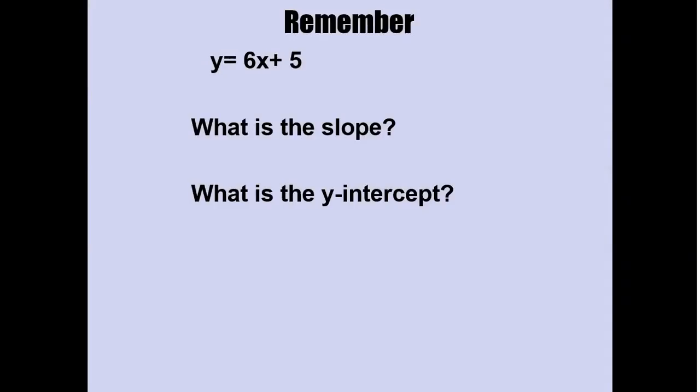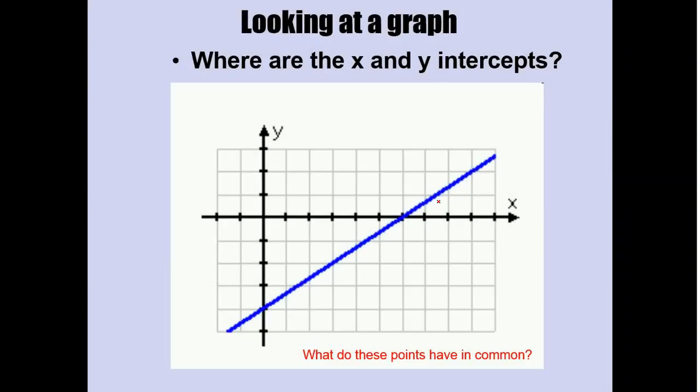So if you remember last video we watched, what is the slope and the y-intercept? Well, your slope on this particular one would be 6, right? And the y-intercept, well, you remember that was 5. Well, there's such a thing called x-intercepts too. So where are the x and y-intercepts on this particular graph? Well, the y-intercept is where it crosses over the y. So right here, and this would be my x-intercept then, because it crosses over the x.